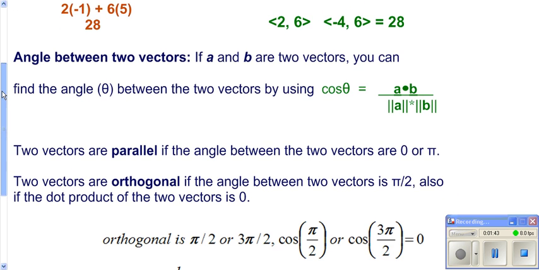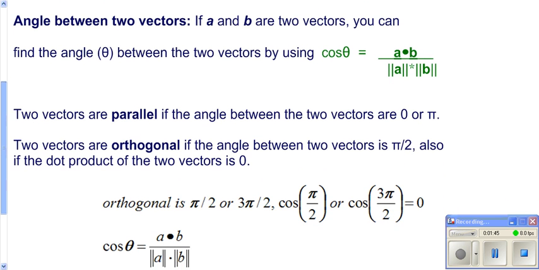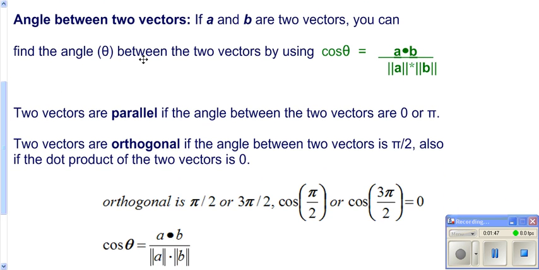Now, you can also find the angle between two vectors. To find the angle between two vectors, where your angle is theta, you want to use this green formula. Cosine of your angle is your dot product, and then it's over the product of the two magnitudes, the length of A times the length of B. Now, two vectors are considered parallel if the angle between the two vectors is 0, which they'd be parallel in the same direction, or pi, which would be parallel and then in opposite directions.